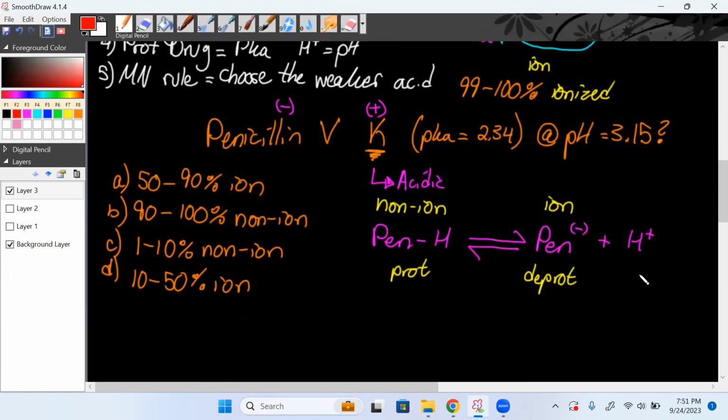From here, we can label the pH where the H plus goes. Then we can label pKa where the protonated drug is. And we follow the rule of Mother Nature, which says that we choose the higher number, which in this case would be choosing the ionized form of the drug.